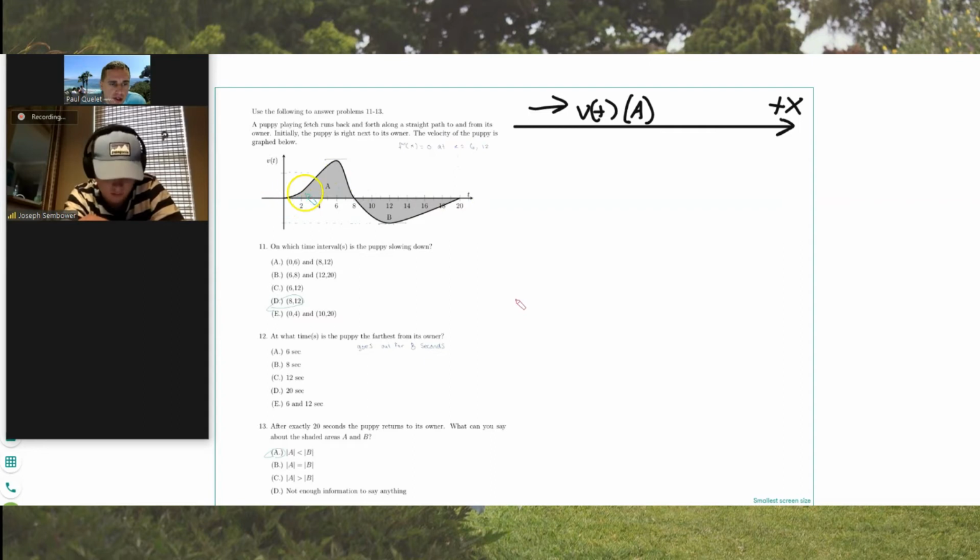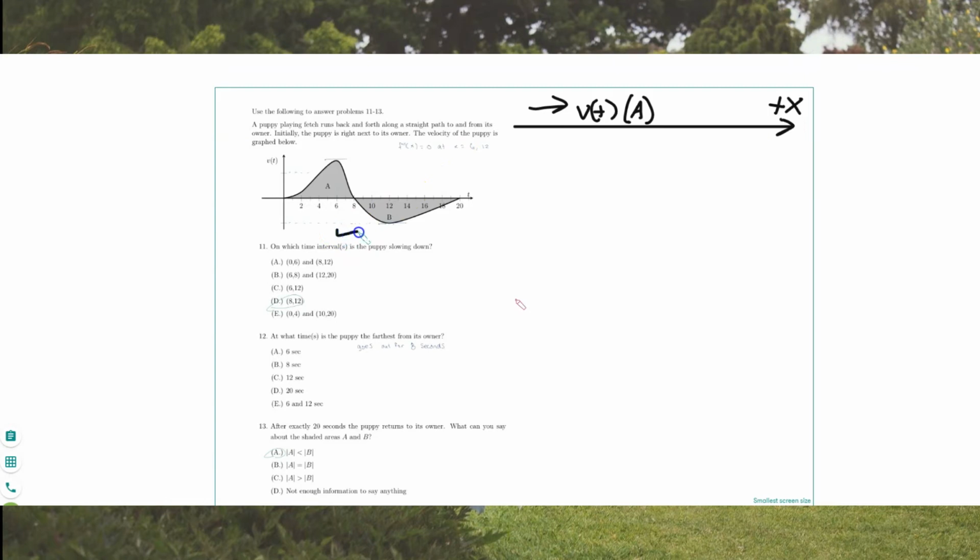Look at between 0 and about 6 seconds. What's happening to the velocity? Increasing or decreasing? All right, it's increasing. But now let's look between 6 and 8 seconds. The puppy is still moving to the right, but what's happening to the size or the magnitude of the velocity? Right, it's decreasing. So would we say between 6 and 8 seconds, perhaps, the puppy is slowing down?